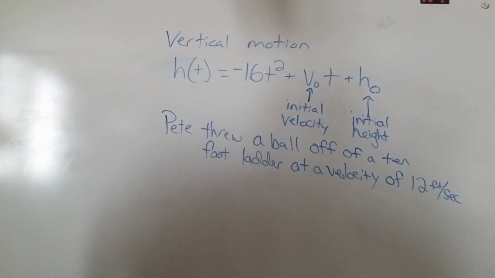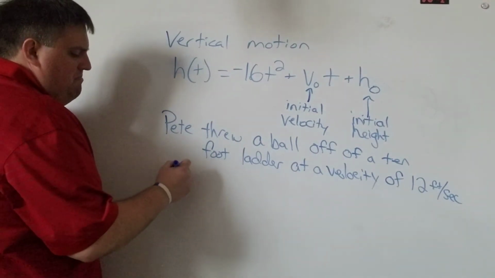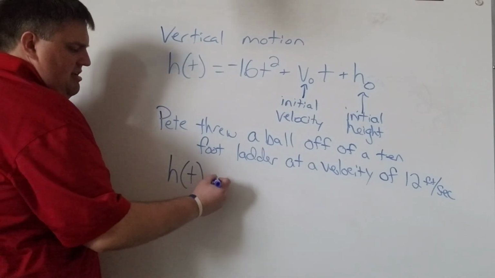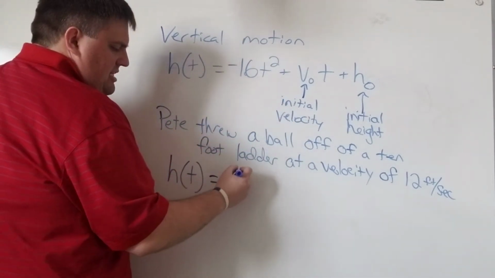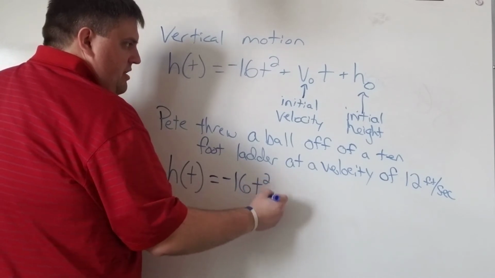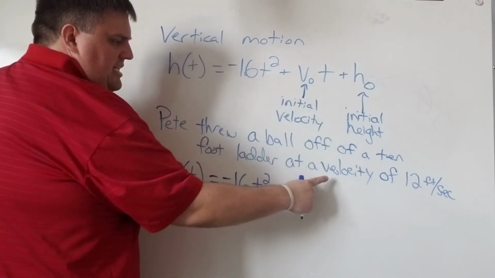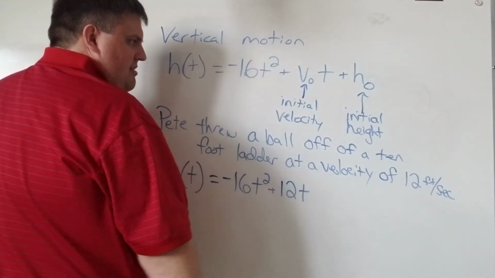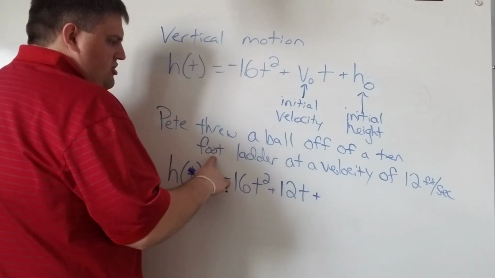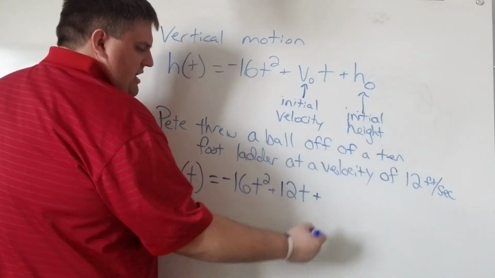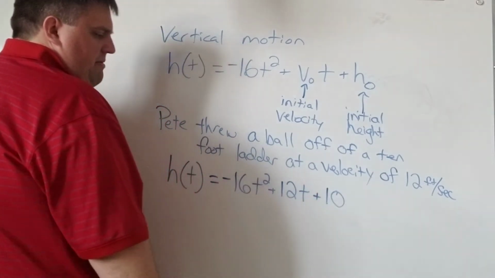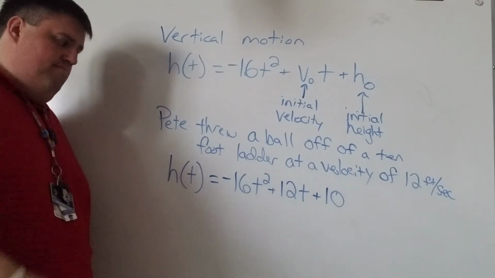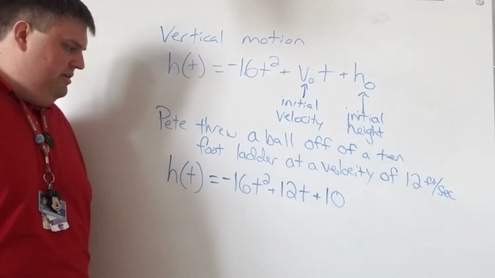We know everything that we need to know here, so we can model it using our base formula. So h sub t is going to be negative 16t squared, that part's always the same, plus my initial velocity is 12 feet per second, so it's going to be 12t, plus my initial height is 10 feet, because that's the top of the ladder I'm throwing the ball from, right? So my model might look something like that. Absolutely, that definitely could work.